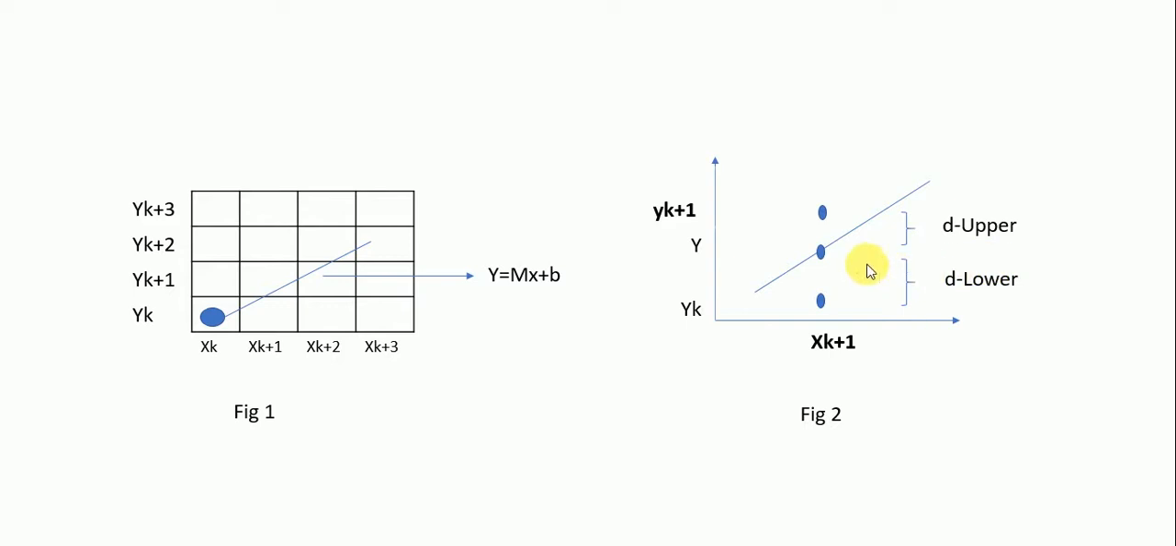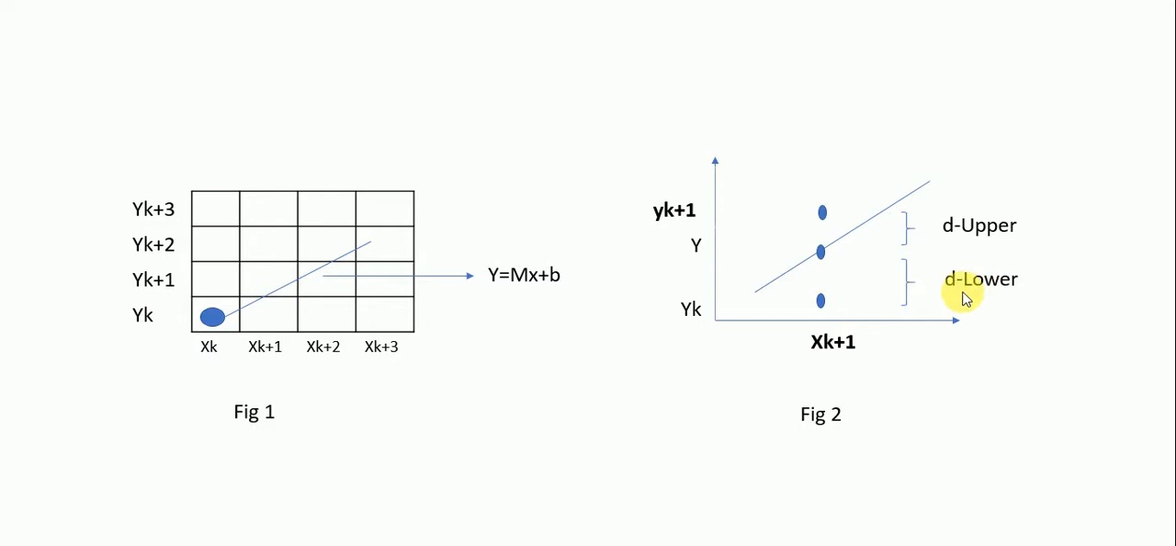Here, let us look at two important factors, that is d lower and d upper. When the line is being drawn, there is a point that it will form and there is a choice between these two pixels, whether to choose the upper pixel or the lower pixel. The next pixel xk+1 is constant whether you choose yk or yk+1. If you choose yk, the lower pixel, xk+1 is compulsorily chosen. If you choose yk+1, then xk+1 is compulsorily chosen. So whatever the case, xk+1 is constant, meaning you are taking the next x pixel compulsorily.